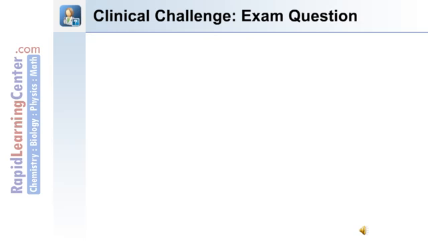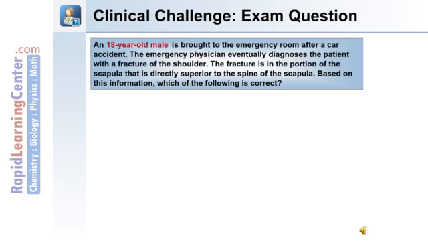Here's a clinical challenge exam question based on what you've learned so far in this tutorial. An 18-year-old male is brought to the emergency room after a car accident. The emergency physician eventually diagnoses the patient with a fracture of the shoulder. The fracture is in the portion of the scapula that's directly superior to the spine. Based on this information, which of the following is correct?